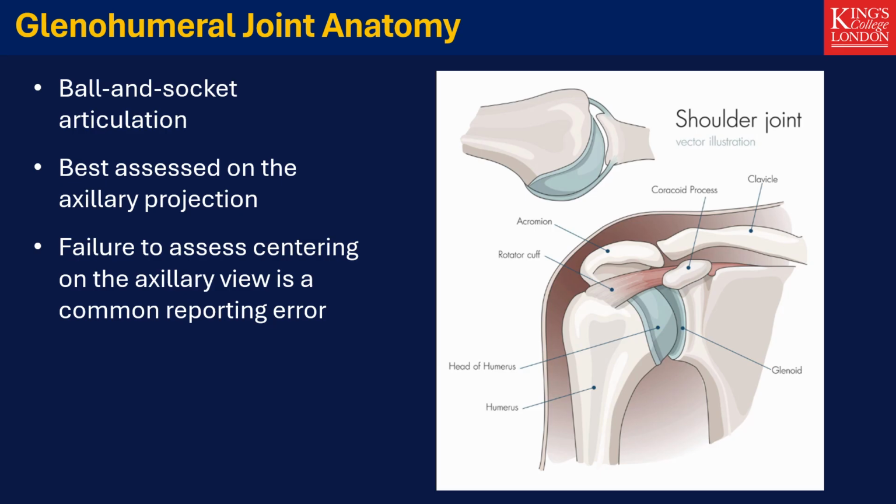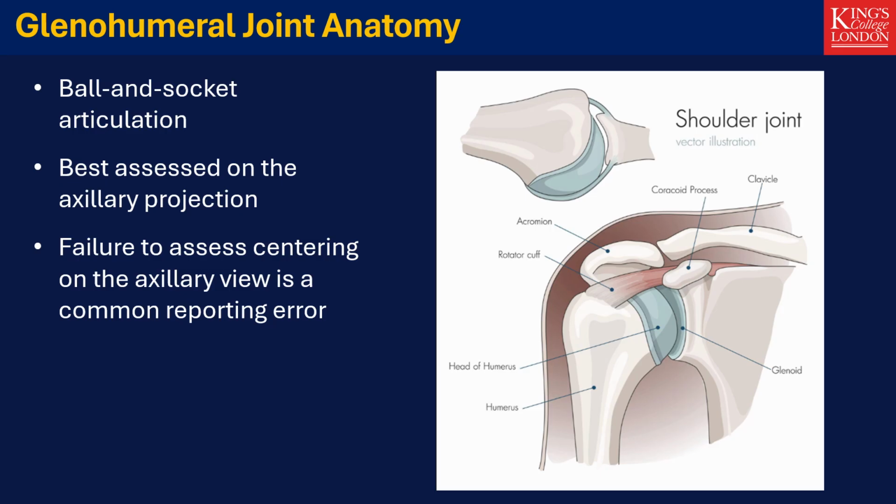The glenohumeral joint is a ball and socket articulation between the humeral head and the glenoid fossa. The glenoid labrum deepens the socket and increases stability. Radiographically, alignment is best assessed on the axillary projection. The humeral head should be centered on the glenoid without anterior or posterior translation. The capsule attaches medially to the glenoid rim and laterally to the anatomic neck of the humerus.